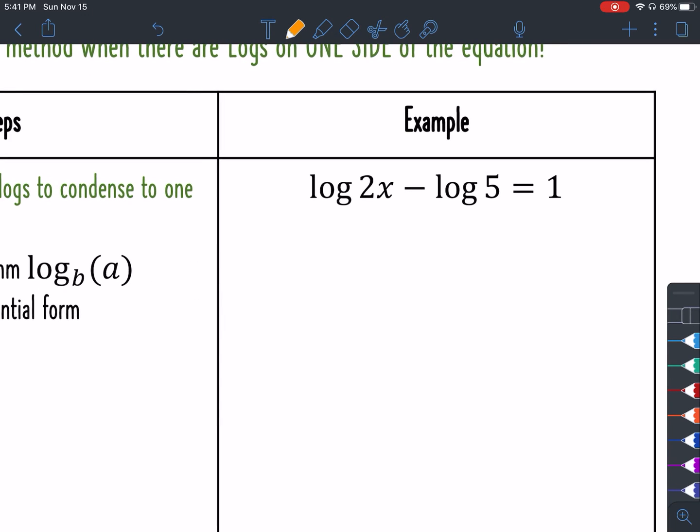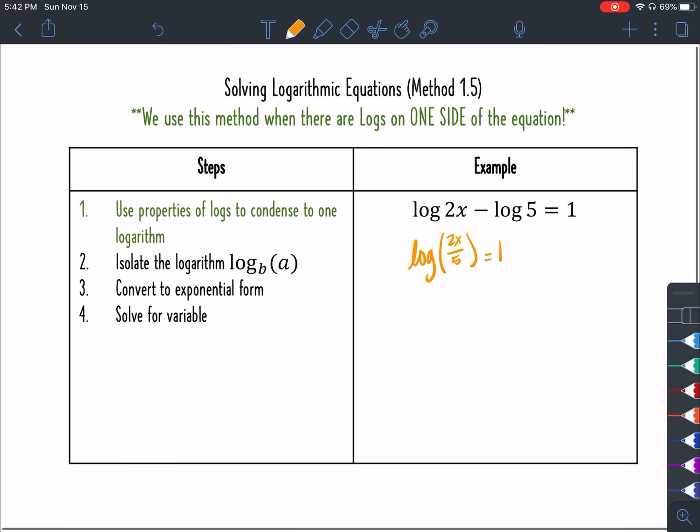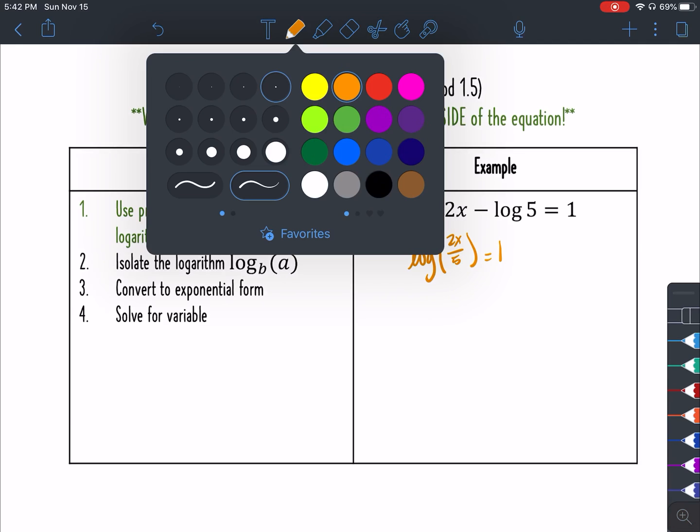So here, the first thing I need to do is I need to say, are there any properties of logarithms that I can use to condense log 2x minus log of 5? Well, the good news is they do have the same base. Because nothing is written there, we know they're common logs, they're base 10. So since they have the same base and they're being subtracted, I'm going, hey, that's the division or the quotient property. So I can actually call this the log of 2x over 5. So we're using that division property there. So now I've condensed it, I only have one logarithm.